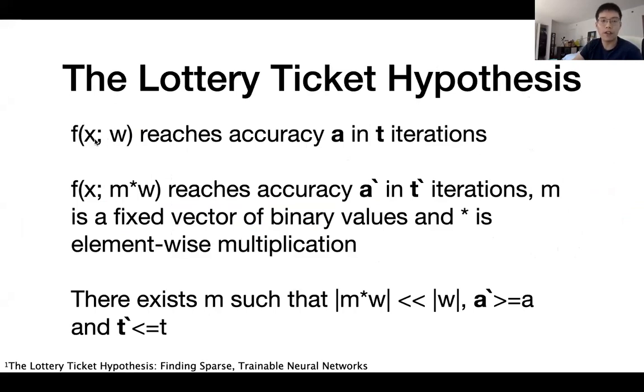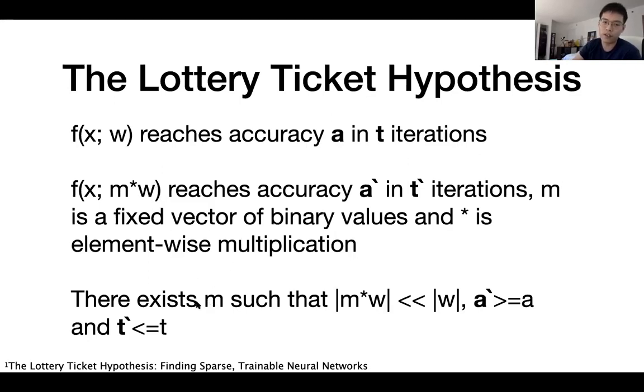f(x, W) is our neural net. x is the input data and W is the weights. So f is the function of these two quantities and it outputs our predictions. Then we have these models with accuracy A in T iterations, where iterations means how many times you do the training. Pruning means we have a mask M. M is a fixed set of binary values, either 0 or 1, and the multiplication sign here is element-wise multiplication. So M times W represents the pruning. Whenever it's a 0, we prune that weight, and whenever it's a 1, we keep that weight.